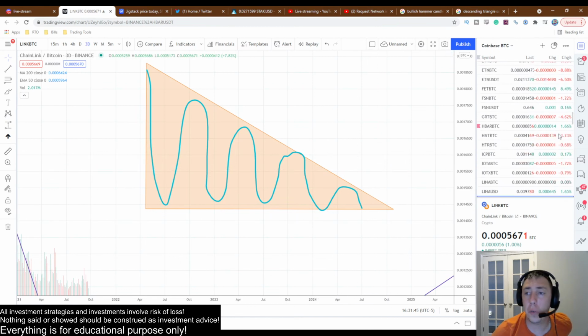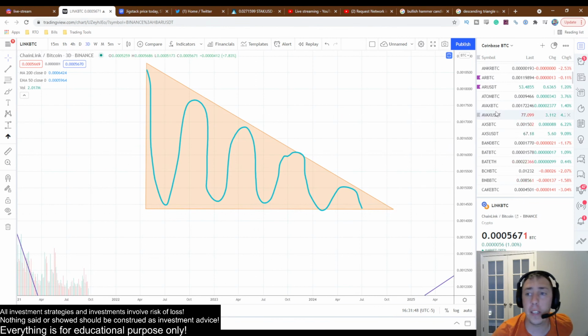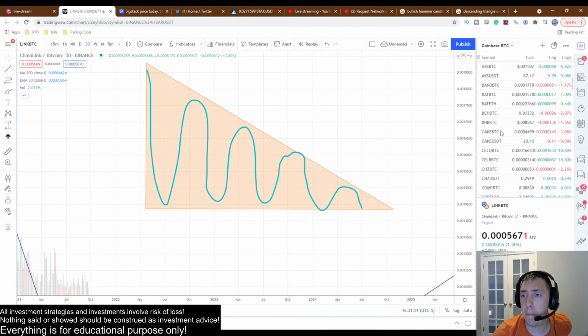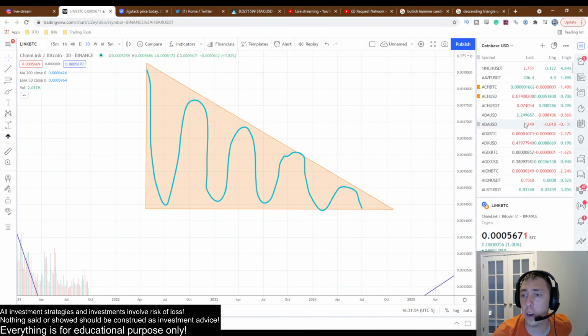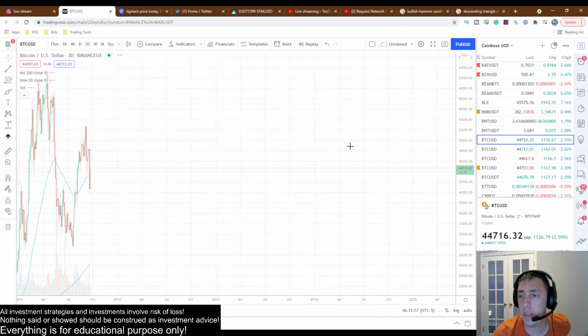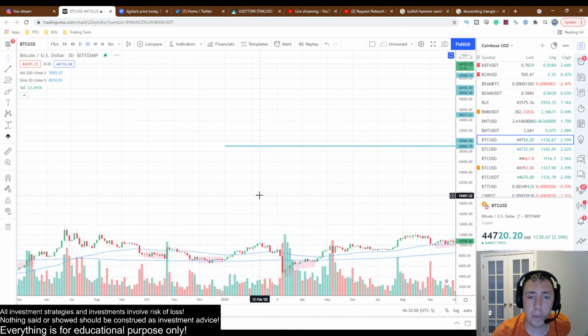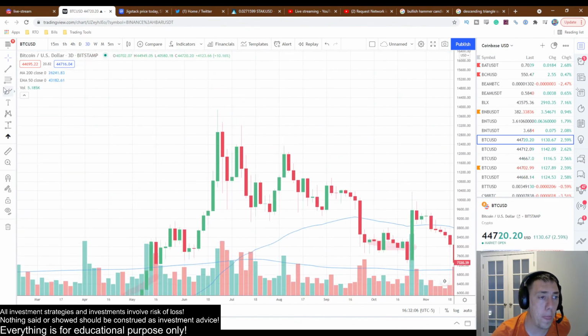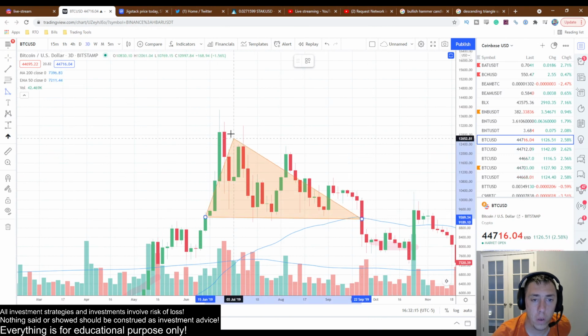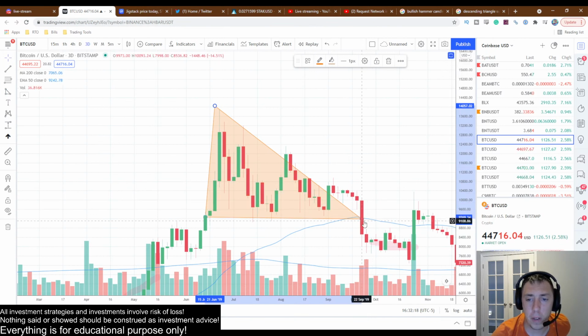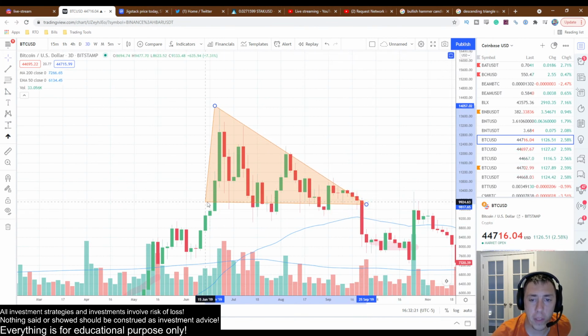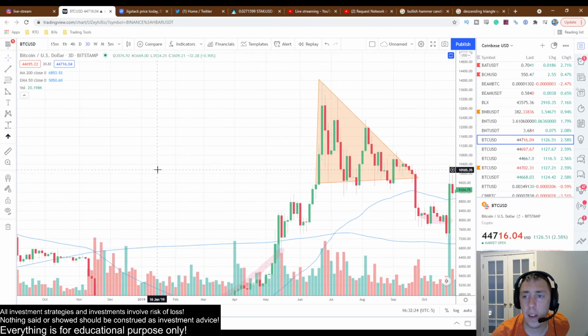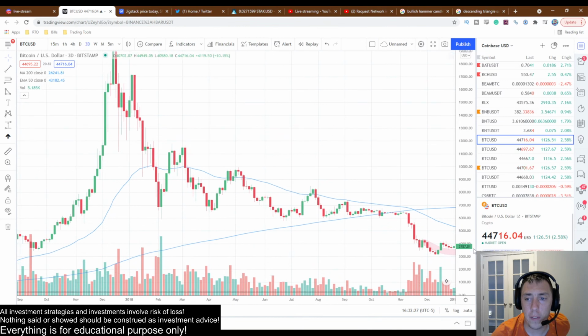Okay, now there are many great examples of a descending triangle playing out. If you go over here to Bitcoin, I'm going to go to the US dollar pairing. There are a lot of examples of descending triangles playing out on Bitcoin. Here's one. You guys see this, right? Go over here, you can make your little triangle. It's not perfect, but something like that. Descending triangle right there. Another example, a little more obvious right here.